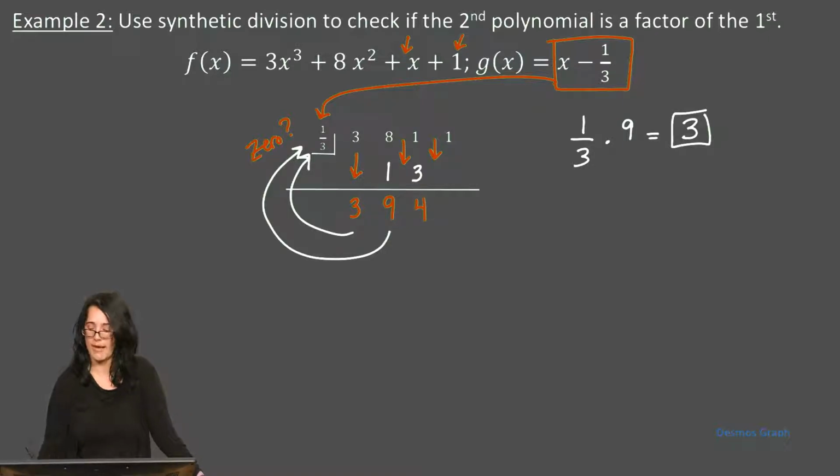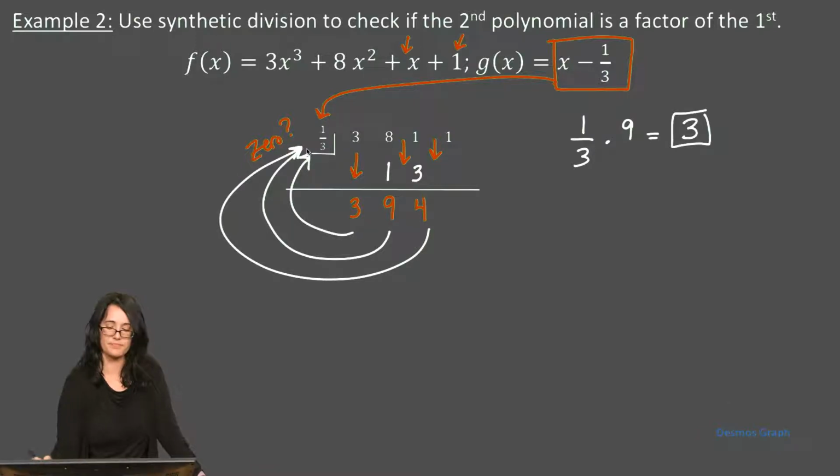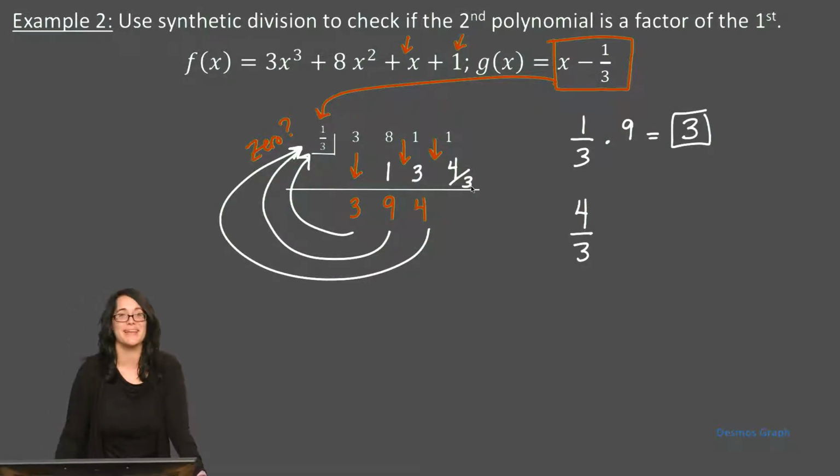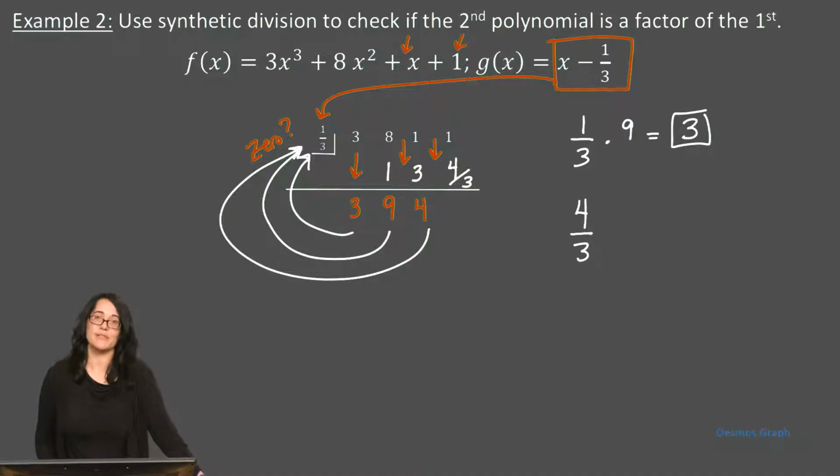Okay, repeating my algorithm one more time, we can multiply 4 times 1/3. If you do that, don't you get 4/3? So 4/3 would be our next number there. Now you might already see the answer, right? I'm not going to be able to get a remainder of 0 here. But if you were asked to get the quotient and the remainder, you could finish off the problem by adding up those last 2 terms.